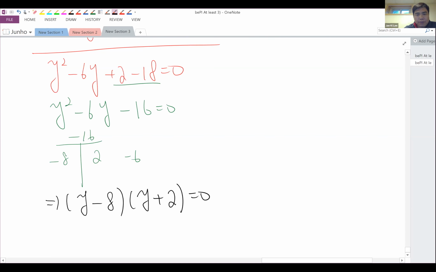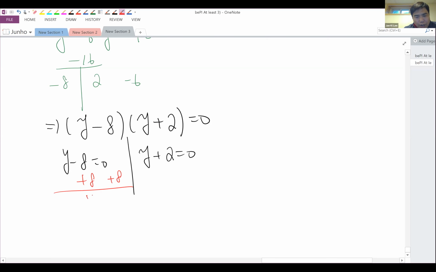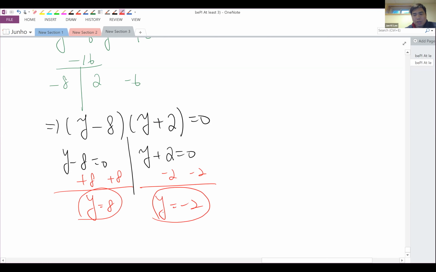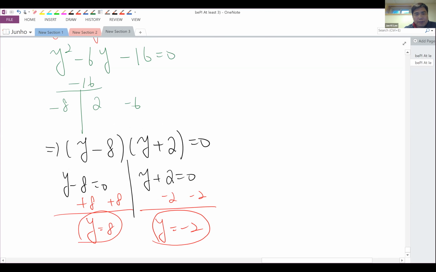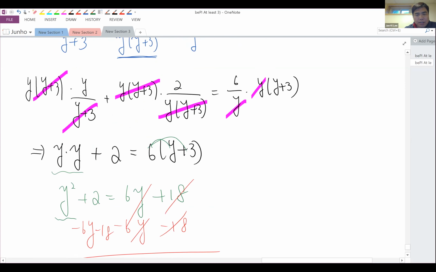Okay, so from here, because we are finding our solutions, y minus 8 equal to 0, y plus 2 equal to 0. So y equal to 8, and y equals negative 2. So far we got y equal to 8 and y equal to negative 2. But before you circle like this, we have to go back, because one of these factors may make the denominator equal to 0.